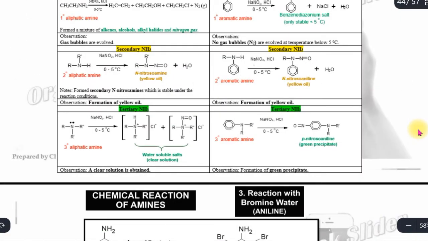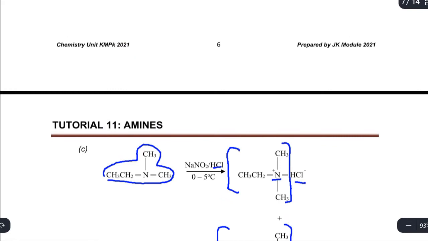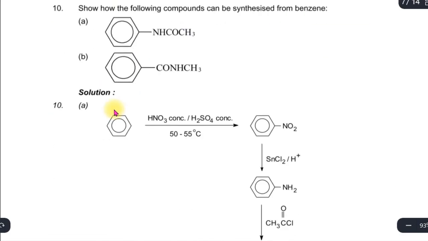This is the nitrous acid test. Here you check. You just copy everything, and then the H over here becomes Cl negative, and the NO over here becomes Cl negative. Cl negative can be put outside. It's up to you, actually all are acceptable. If you check the lecture notes, that is how the lecture notes write the nitrous acid product.